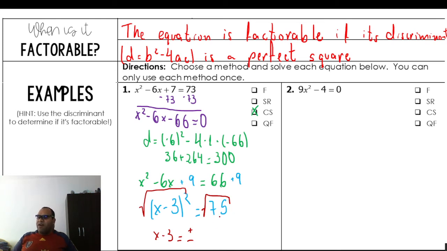Square root of 75, I can factor this one, it will be 5 squared times 3. 5 squared times 3 is 75. I can take out of the square root this 5. It will be 5 outside the square root of 3. Move 3 by the opposite, the first solution is x equals 3 plus 5 square root of 3. The second solution, x equals 3 minus 5 square root of 3.